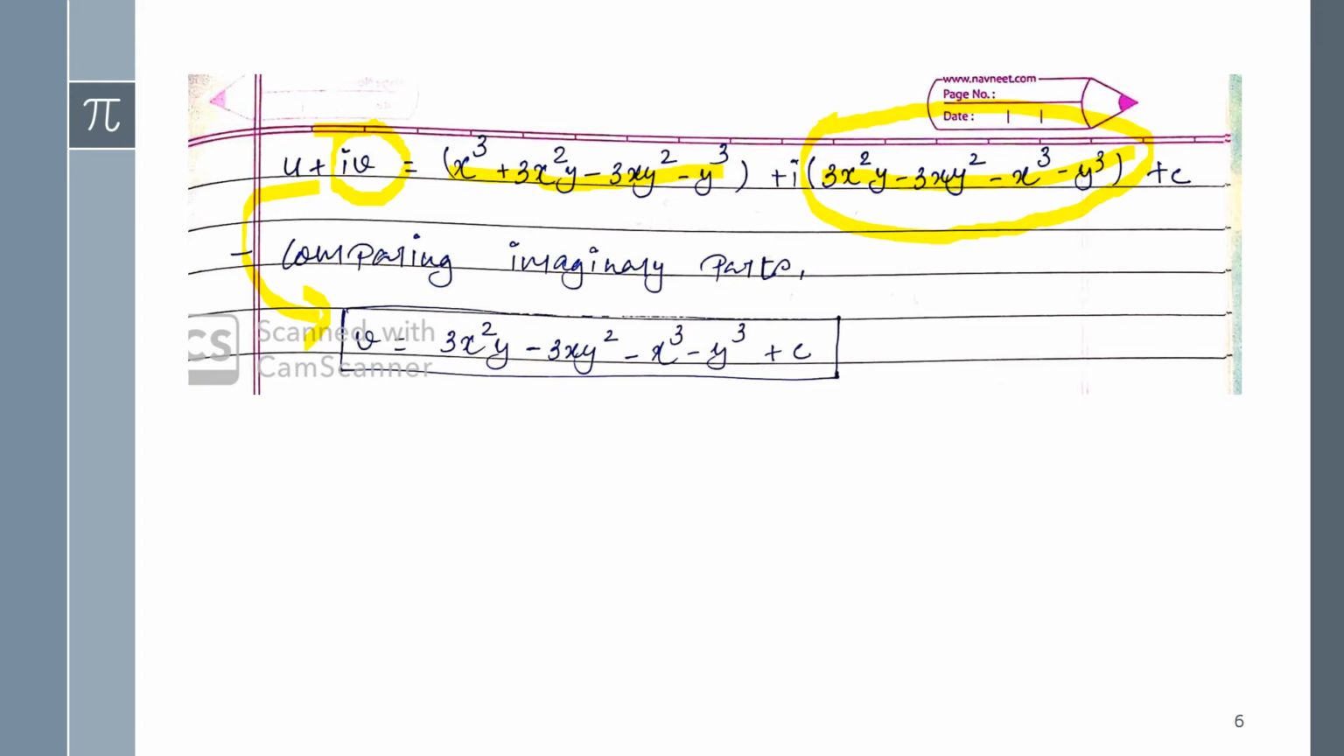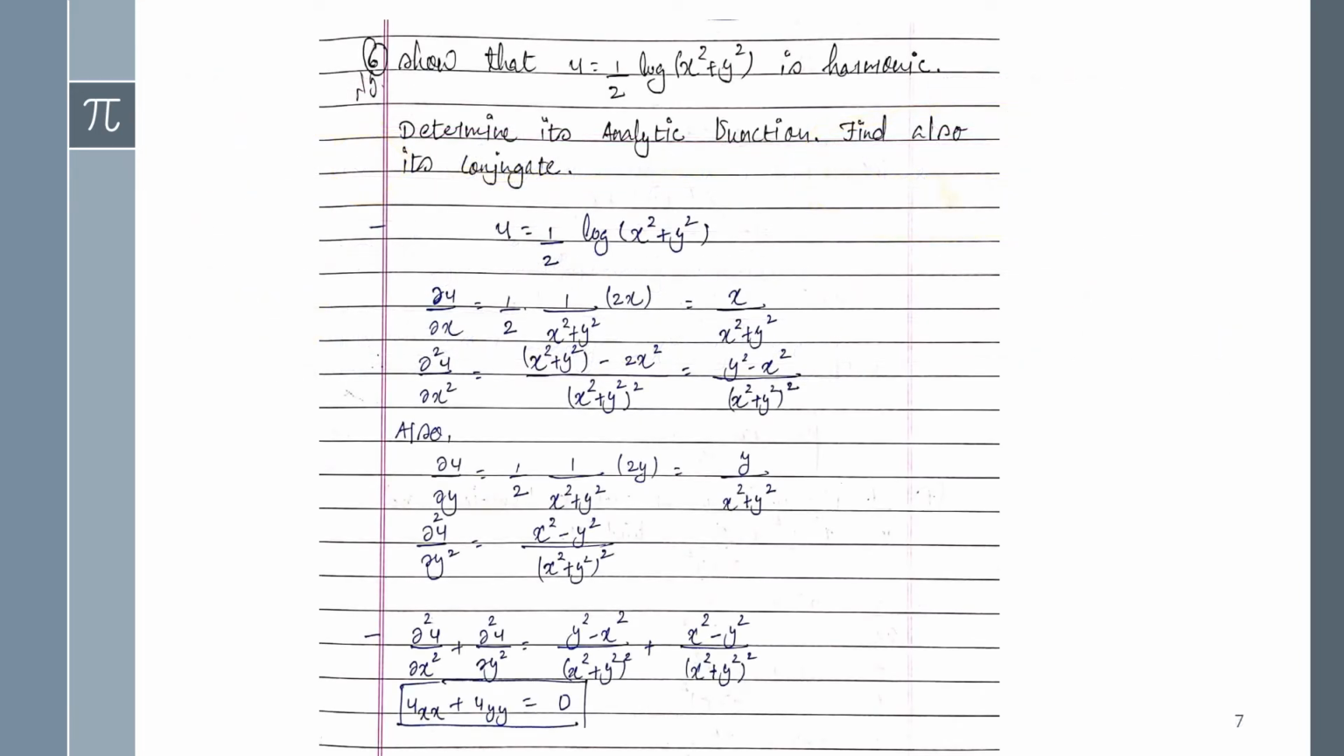Now moving forward guys, one more example I have written here, and the question is given: show that u equals 1/2 log (x squared plus y squared) is harmonic. Determine its analytic function, that is, you have to find f of z, right? This is actually its analytic function, and also you have to find its conjugate. So this one is the same as the fifth example. So last you have to find its conjugate also.